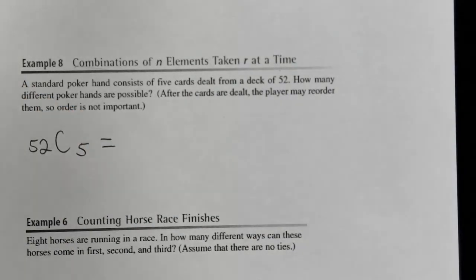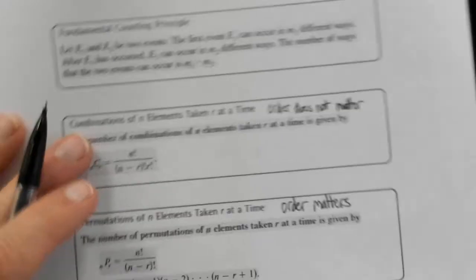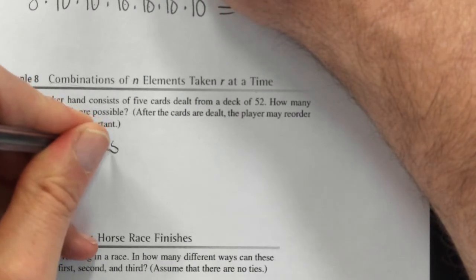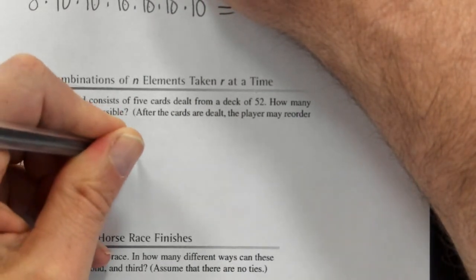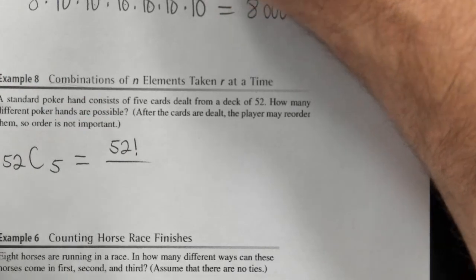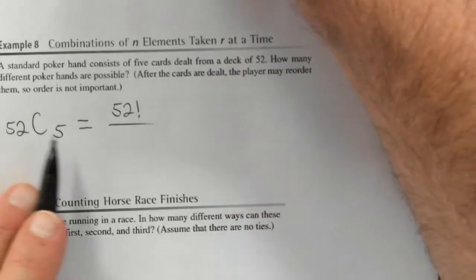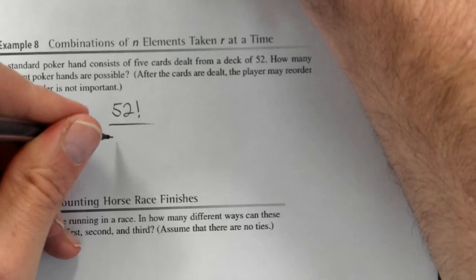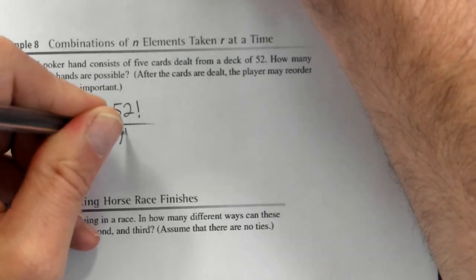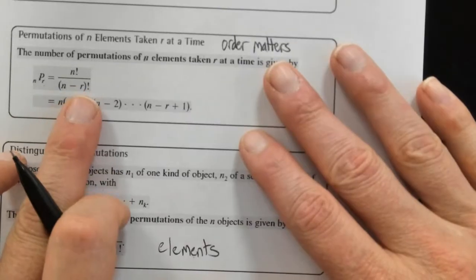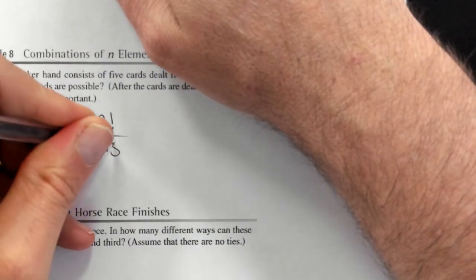Going back to my formula, it's going to be n factorial on top. So the top of the fraction is going to be 52 factorial over n minus r factorial. And so 52 minus 5 is going to make 47 factorial, times the rest of the formula, which is r factorial. So r is 5, so that's times 5 factorial.